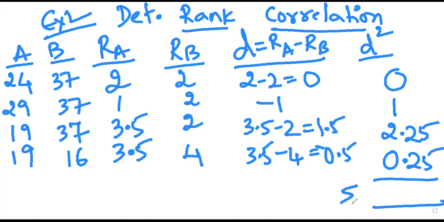The answer for summation d square? Anyone with the answer? 4.5. Summation d square is 4.5.